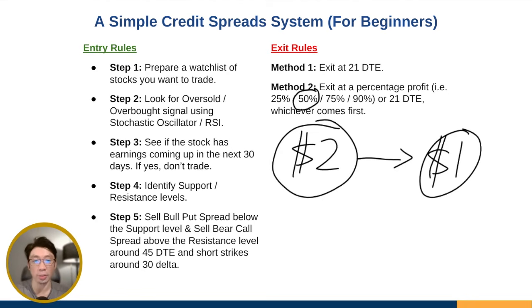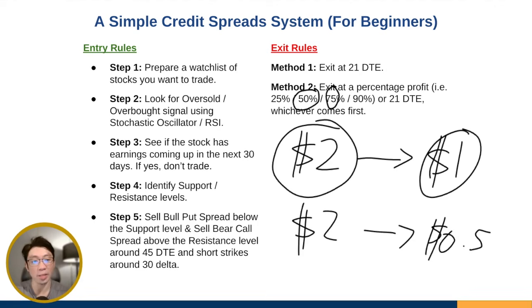So this is 50%. Now, what about 75%? It's the same thing as well. You sell at $2, and then all you got to do is just buy back at 50 cents, if my maths did not fail me. So basically, once you buy back at 50 cents, you got $1.50 in profit. So this is about 75% profit. So you can use a combination of these two, whichever comes first, either a fixed percentage or 21 DTE. So this is for method number 2.